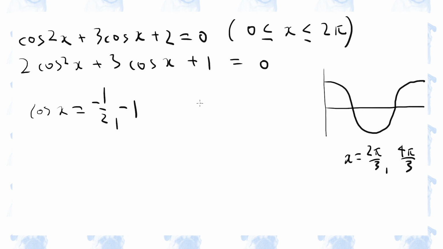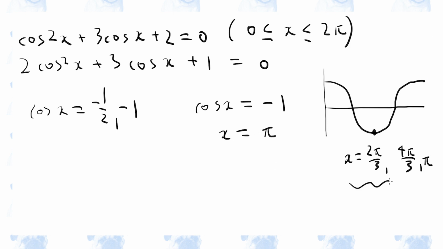Next, when cosine x is minus 1, we should be here in this graph. So x should be exactly pi. So these are the three solutions: 2 pi over 3, 4 pi over 3, and pi.